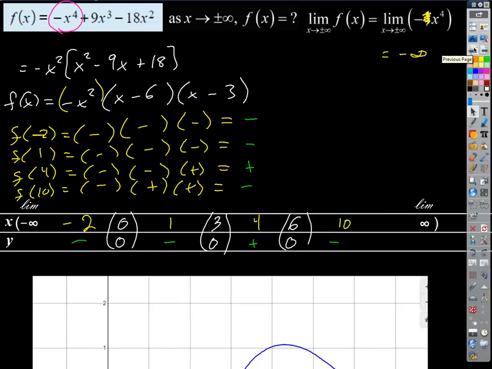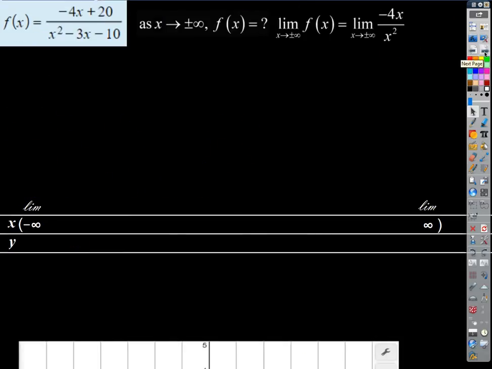For a polynomial, what's the domain of the function? All real numbers, right? Polynomials are very well-behaved functions. There's no place where you have to ever exclude from the domain. It's always all real. So we can go from negative infinity to positive infinity. There's no values that we have to exclude. Okay?